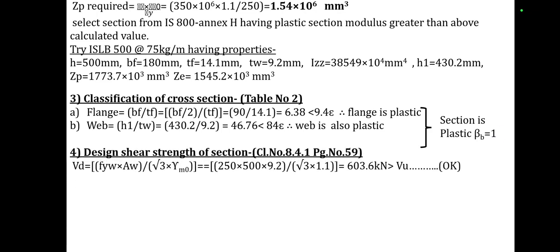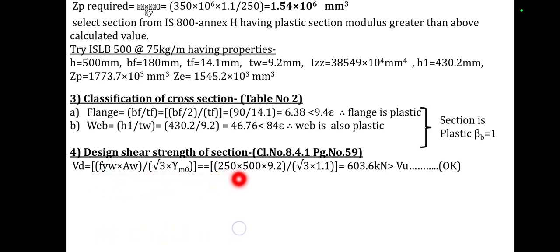Then our fourth step is to calculate the design shear strength of the section. Clause number 8.4.1 on page number 59 gives us the formula to calculate the Vd, that is the design shear strength of the section. Vd equals Fyw into Aw divided by root 3 gamma M0.